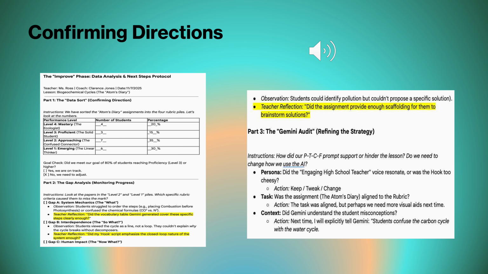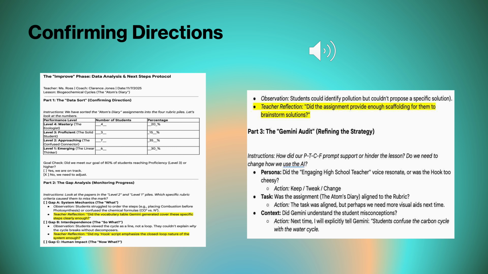So my suggestion is that we go back and make adjustments in terms of the gap process and monitoring process, the gap analysis, I apologize. In terms of gap A, system mechanics, students struggled to order the steps, placing combustion before photosynthesis in some cases. Others were confused about the chemical formulas for carbon dioxide and nitrogen.